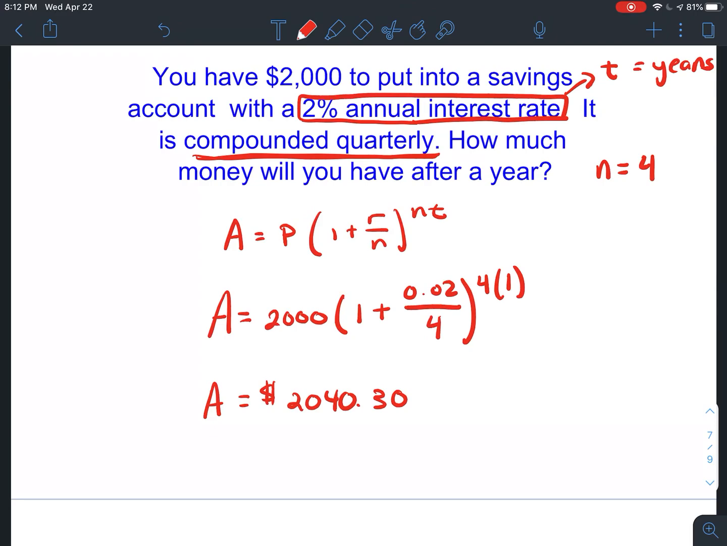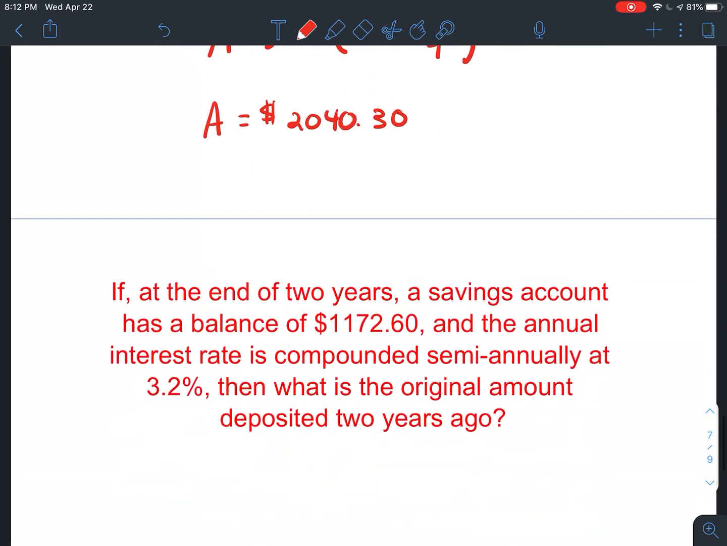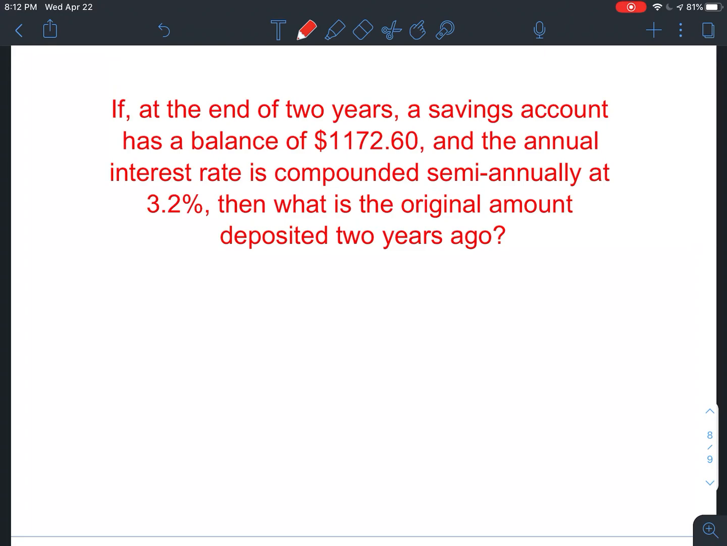Okay, so that $2,000 made $40.30 for you just sitting in an account. That's the benefit of interest, making your money make money for you. Okay, let's try one more.